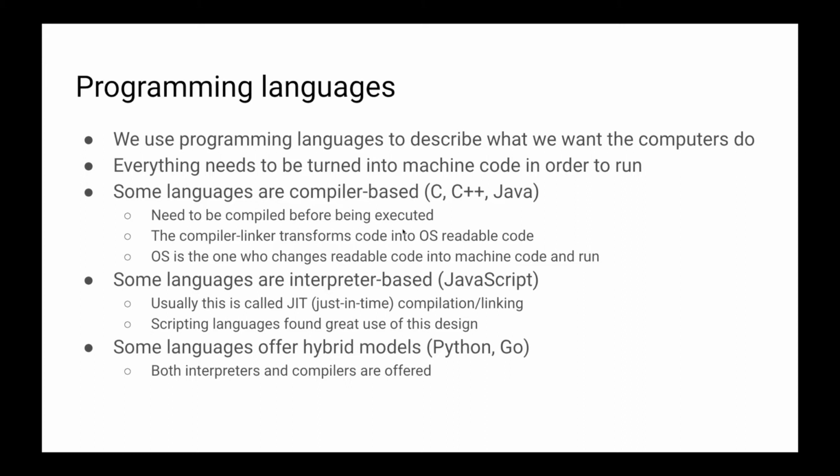The first category is compiler-based, such as C++ or Java. Code needs to be transformed by a compiler and linker. The compiler usually performs two tasks. One, check if the code is written correctly, and two, generate intermediate code and optimize. On the other hand, the linker converts intermediate code into an OS-readable executable format. For example, ELF format on Linux or COFF format for Windows. The executable file usually consists of machine code plus additional info for the OS.